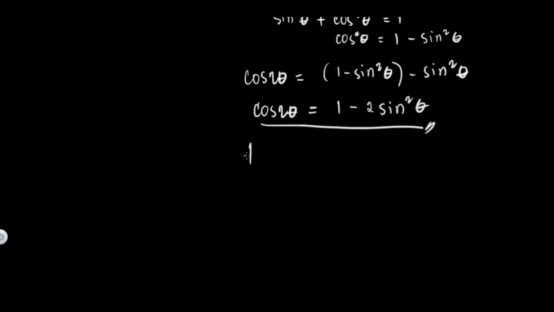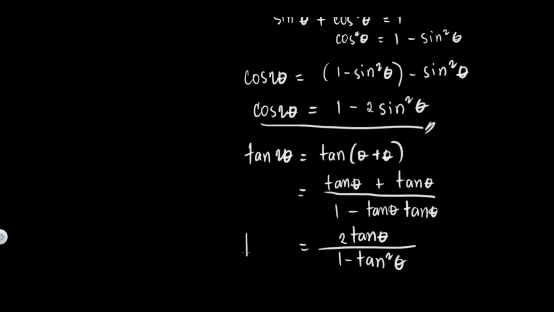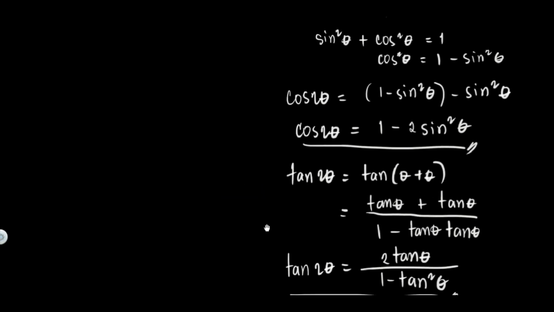How about tangent? Parehas lang. Tangent 2 theta is equal to tangent theta plus theta. Okay? Equals tangent theta plus tangent theta all over 1 minus tangent theta tangent theta, or this is 2 tangent theta over 1 minus tangent square theta. So that is tangent 2 theta. So again, please remember. Okay? So balik tayo sa problem natin.